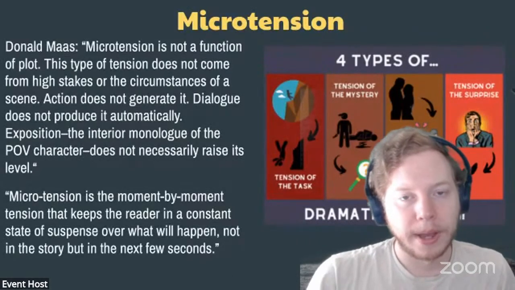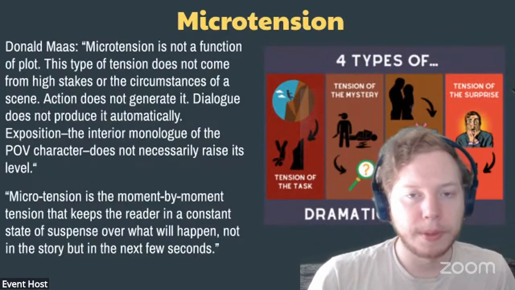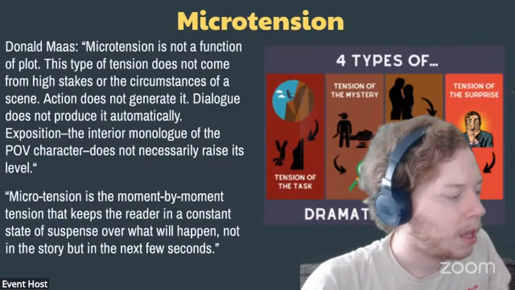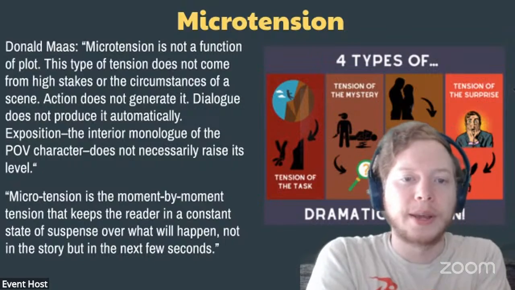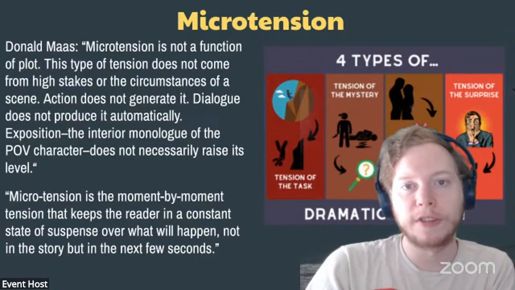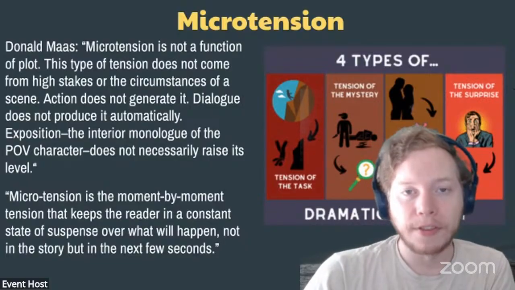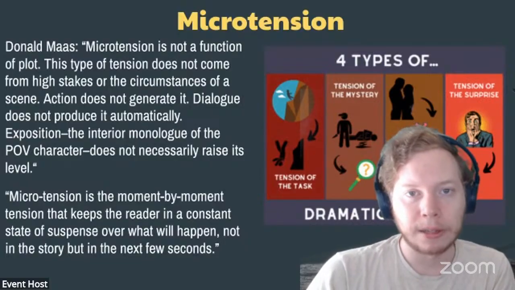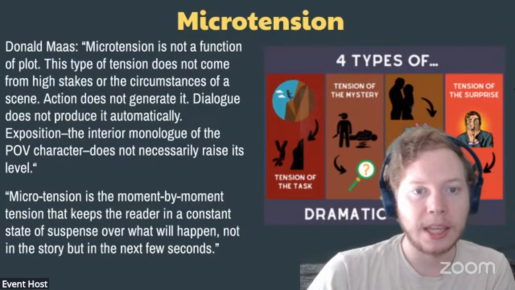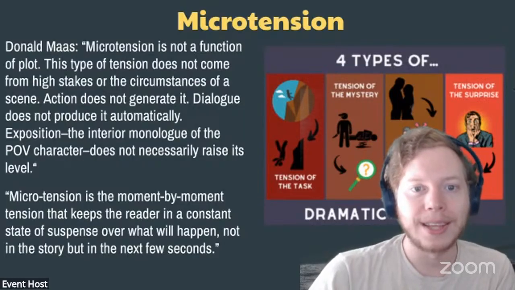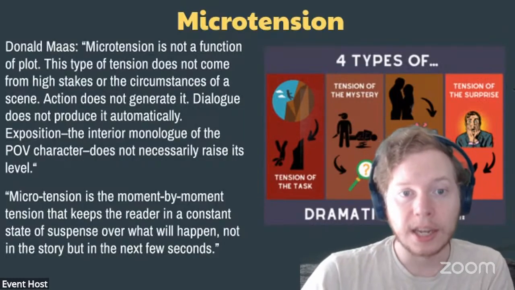So let's start with microtension, which is, again, mostly drawing from this Donald Maass book, Fire in Fiction. So he describes the idea of microtension this way. It's not really a function of plot. You can have tension in a scene no matter what is going on. It doesn't have to be that important. It can be totally banal action that your characters are taking. It doesn't really rely on high stakes or the circumstances of the scene.